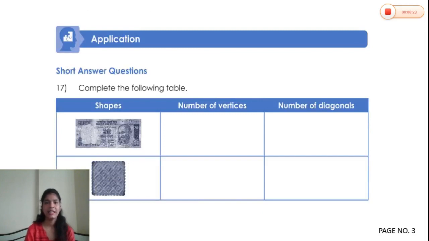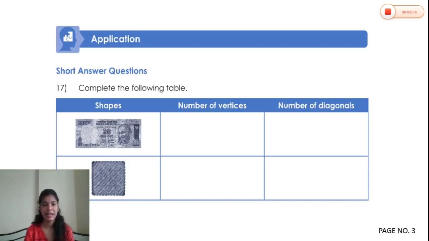Application part. In that, short answer question 17. Complete the following table. Now students, in that we have to write the number of vertices. In the previous questions, we named the vertices. Now we have to write the number. Here an object is given. Now tell me, this rupee note looks like which shape? Very good. That is rectangle shape.